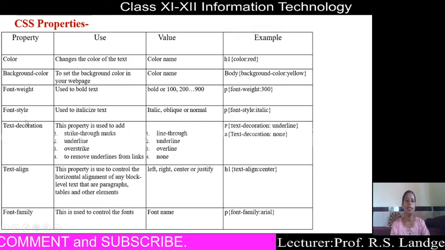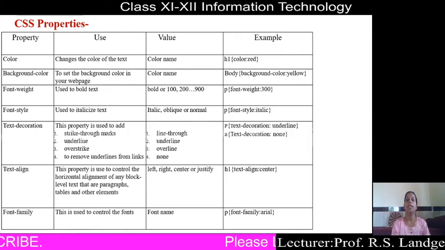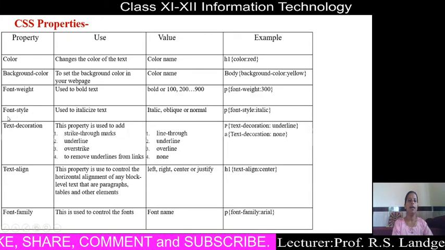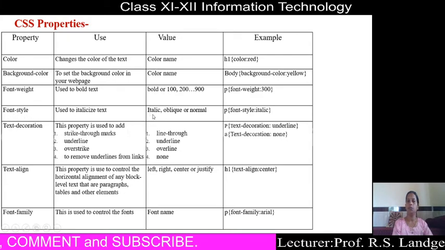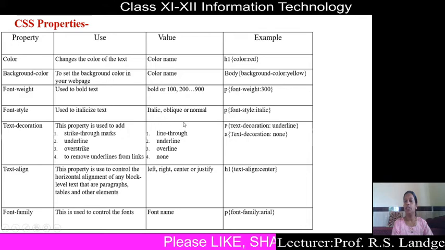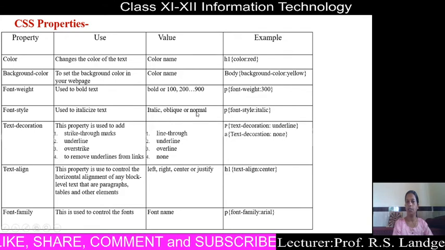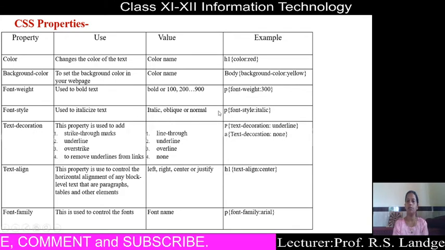Then the next property is font-style. The font-style property is used to italicize text. That means if the user wants to create italic text, at that time the font-style property is used. Its value will be italic, oblique or normal. Italic and oblique are used to display the text in italic, and normal will remove that particular style, means regular text will be displayed.